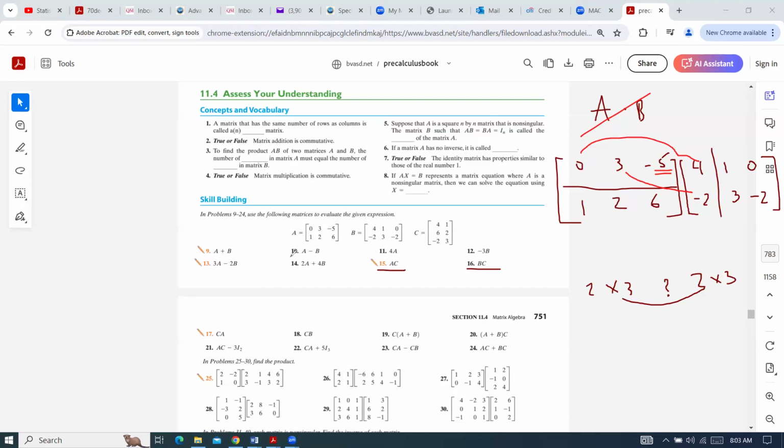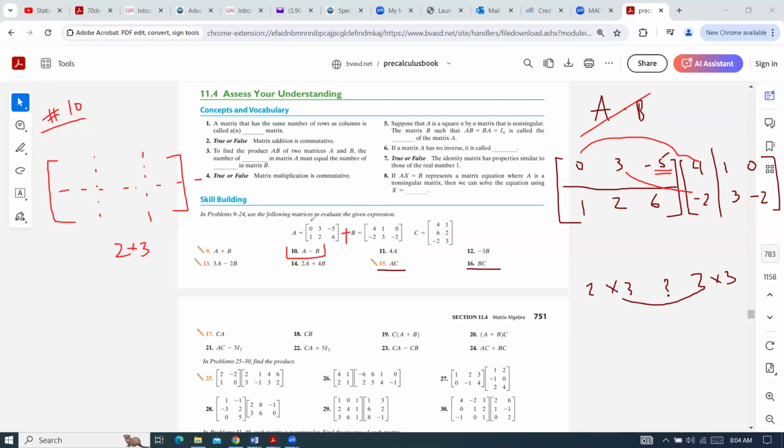Like, for example, let me do the last one, and that would be good enough for today. You know, it's kind of tedious. Number 10. So if you take A, and if you want to add it with matrix B, the sizes of the matrices are the same. So there are 2 rows and 3 columns. So you can add or subtract them, 2 by 3 matrices.